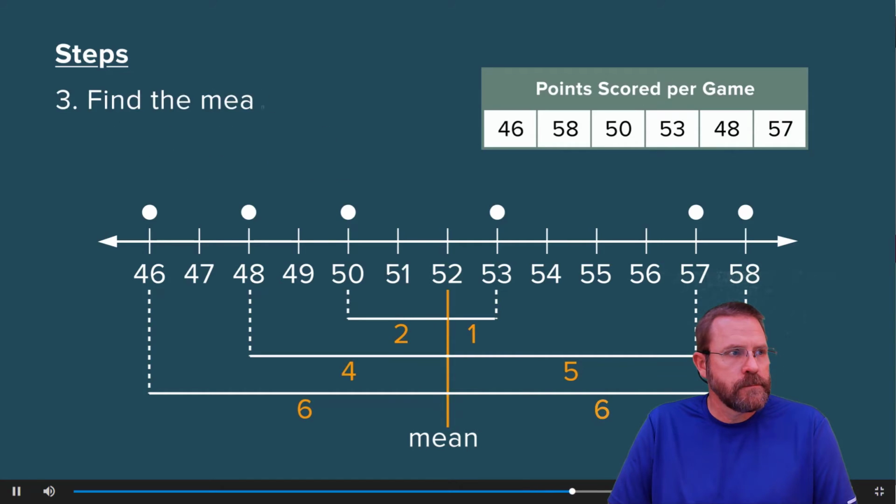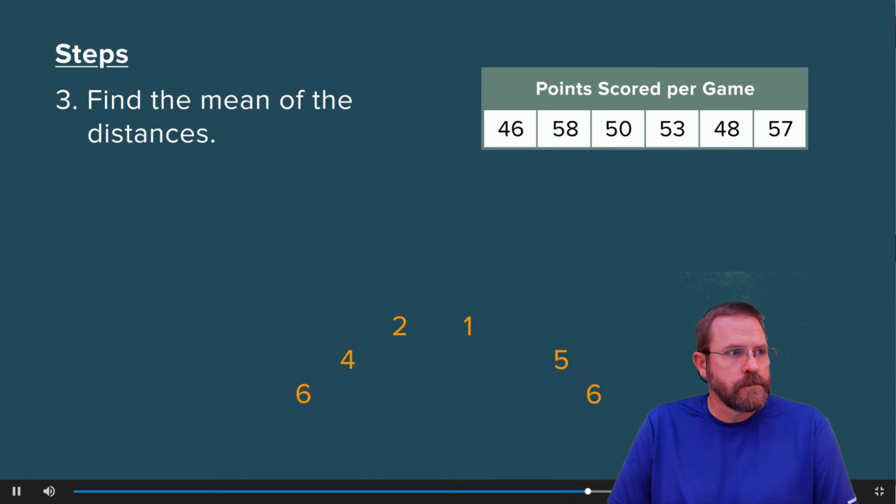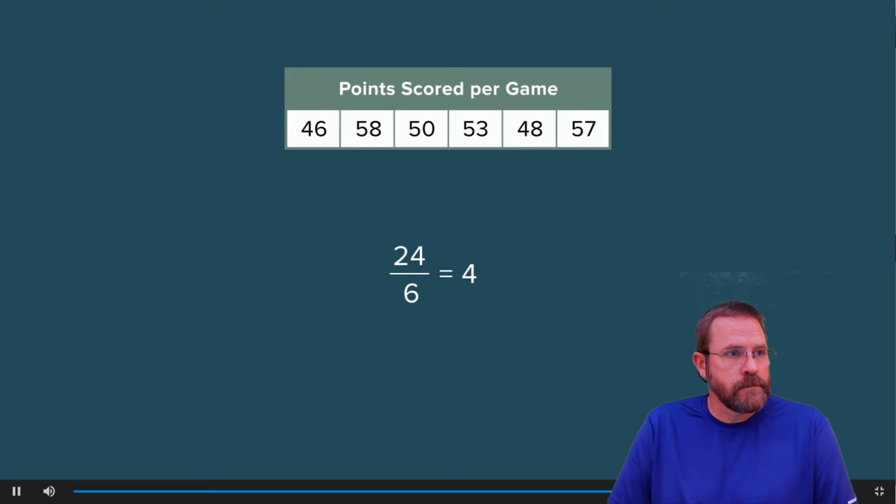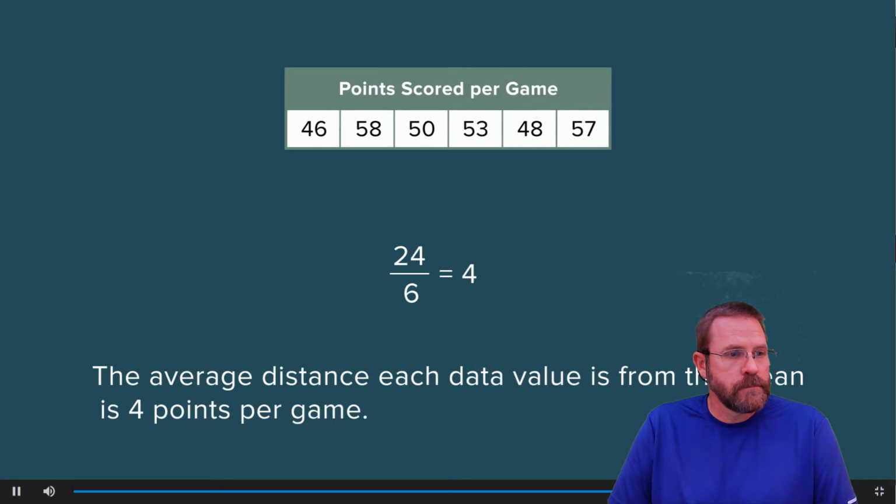Next, find the mean of the distances. Find the sum of the distances. Divide the sum by the number of distances. The result is the mean absolute deviation of the data set. In this example, the average distance each data value is from the mean is 4 points per game.